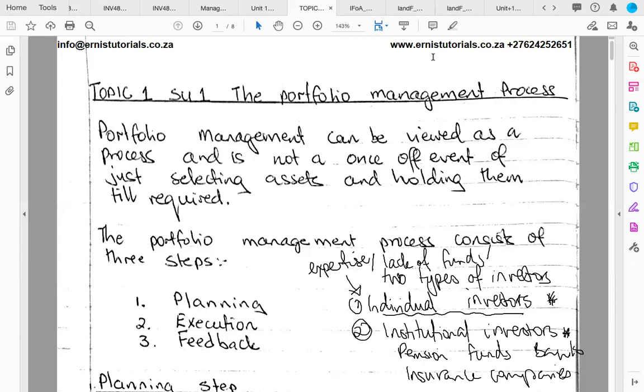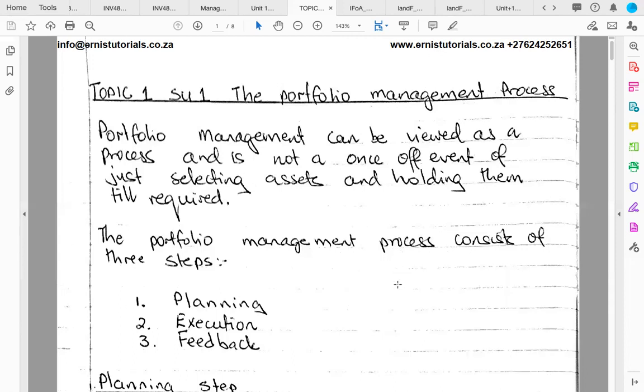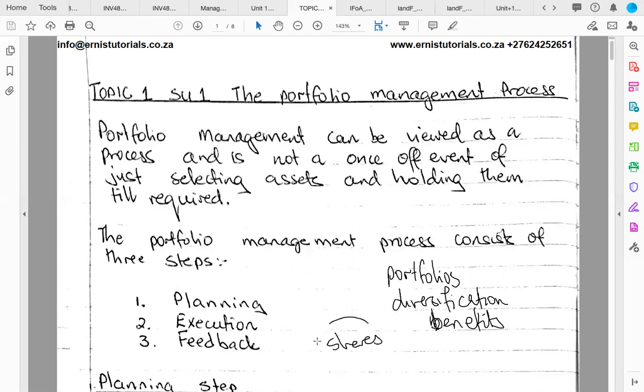Lastly, an important concept is that individuals and institutions will usually hold portfolios, because portfolios, which are a collection of investments, offer diversification benefits. If you just invest in one asset, for example, shares in one company, there's a danger that if the company goes bankrupt or something happens to that company, you might lose all your investment.